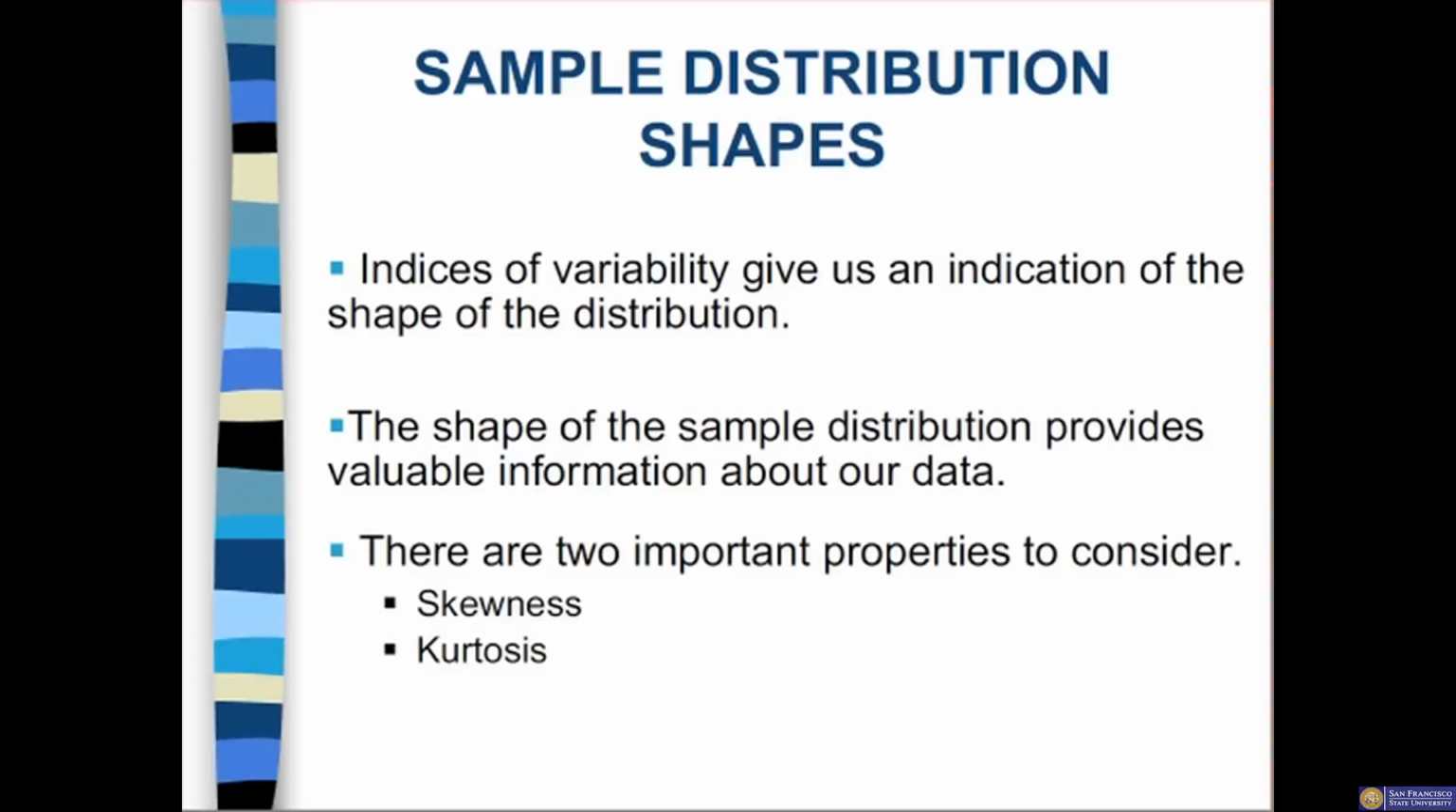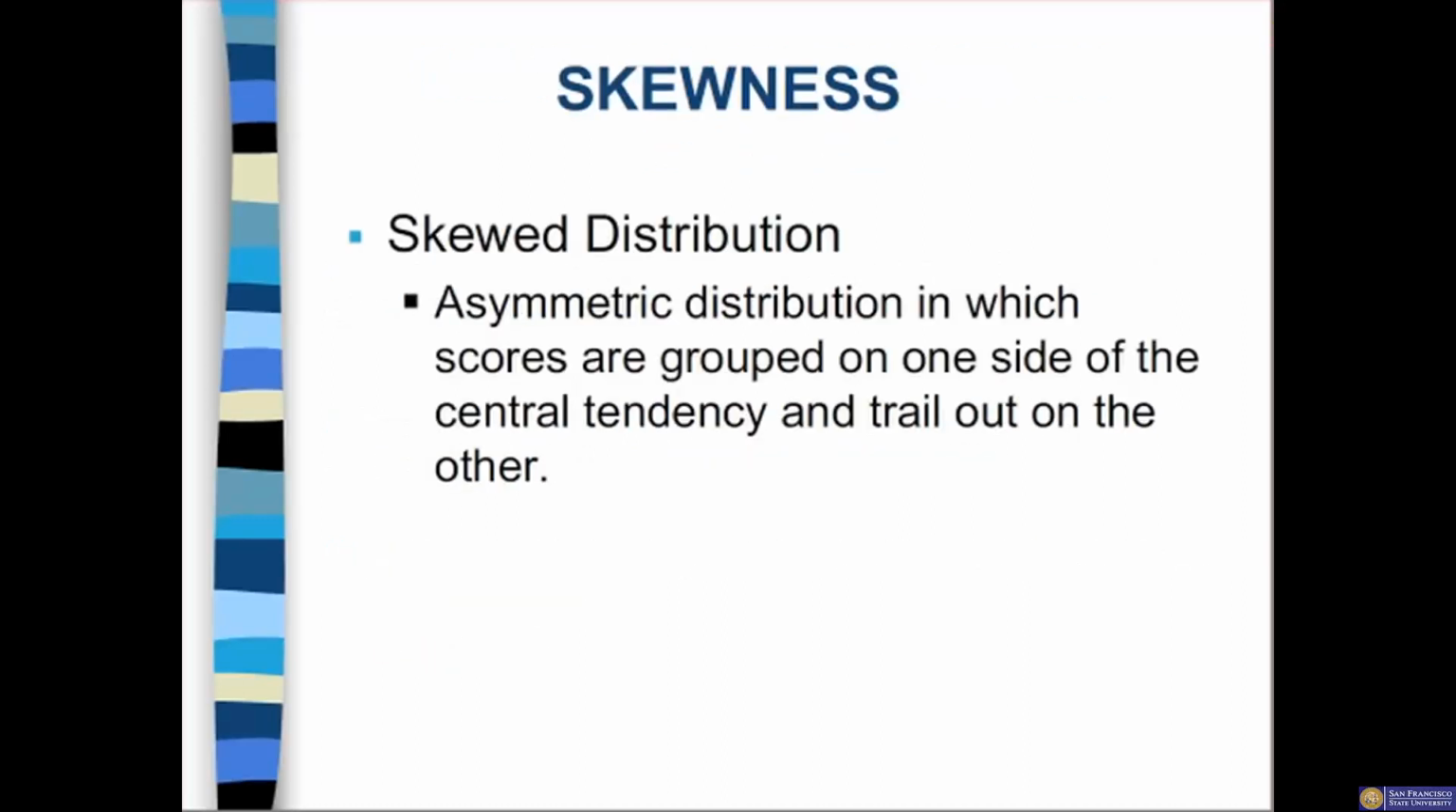So indices of variability give us an indication of the shape of the distribution. So how the scores are different from the mean is going to be captured by variability statistics. And so the shape of this distribution of how the scores differ is very important for us in understanding our data. We have two important properties that we consider when looking at the shape of the distribution. Those two are skewness and kurtosis. I'll go into each of those two briefly.